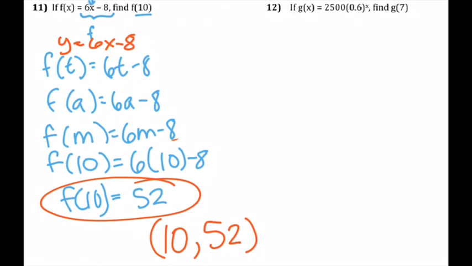Okay, let's try number 12. Number 12, what kind of an equation is that? I mean, it's a function notation, but what kind of a graph would we be looking at? It's exponential. It says g of x. Now this one's name is g. Instead of like the last one was f, this one is g.